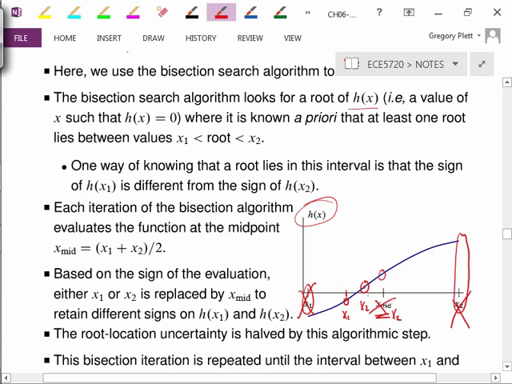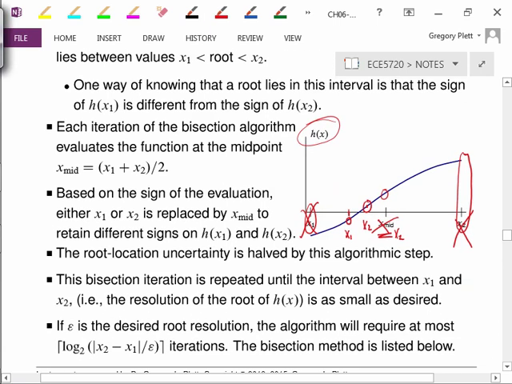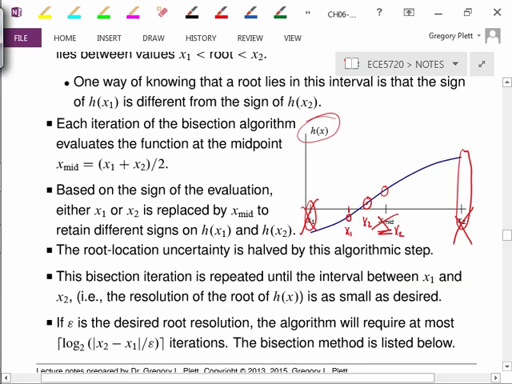Every iteration that we perform cuts the region between x1 and x2 in half. So we are reducing the uncertainty of where the root lies by a factor of 2 every iteration. And we repeat this until we have isolated the root to within enough accuracy for our final objective. So the resolution of the root is as small as desired. And we can pre-compute the number of iterations that are required to do this.